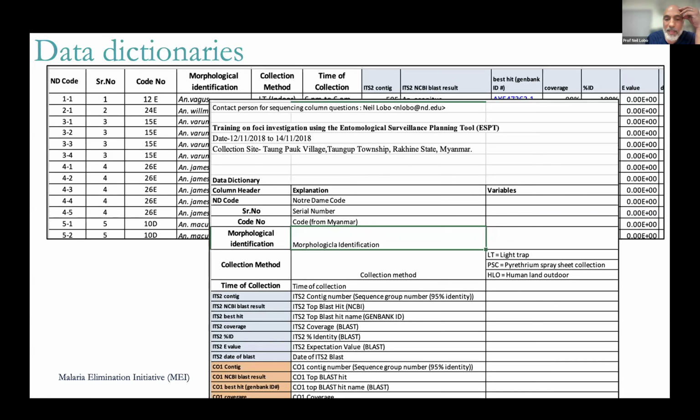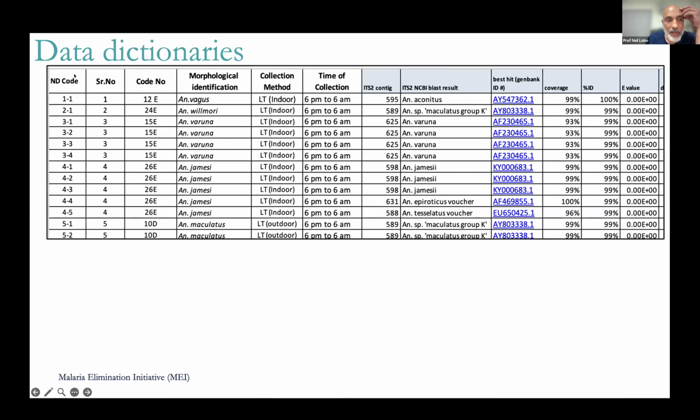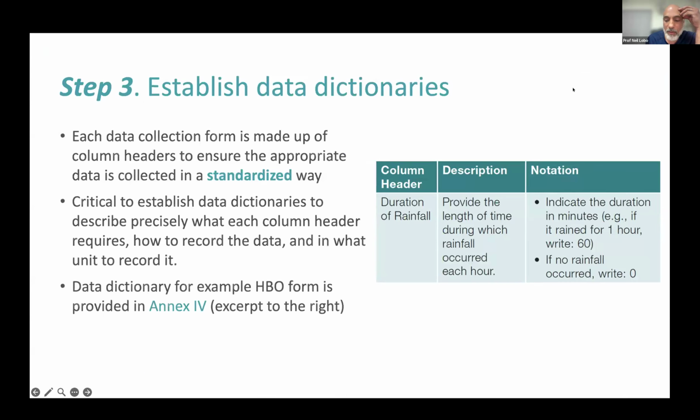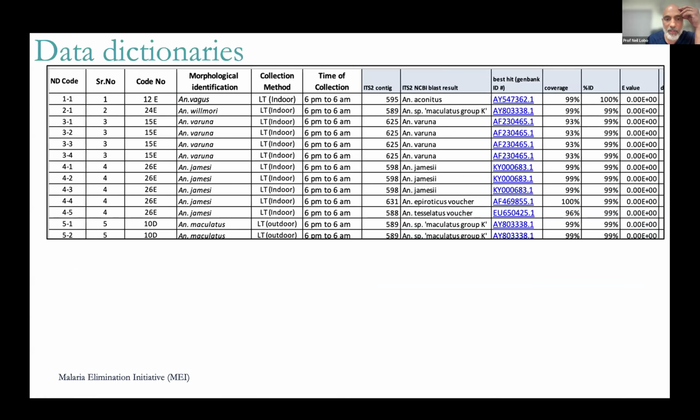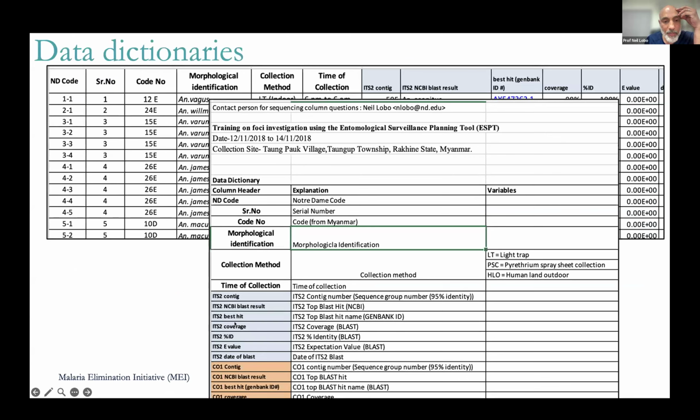So what we do is we basically take these column headers, right? The top row, and we flip it. Sorry, we take the column headers and we flip it. So you can see the column headers are down here. And we write everything to do with this collection on there. For example, over here, I wrote on this extra Excel sheet that is attached to the data that the contact person is Neil Lobo. Who is responsible for this? It is me. The person responsible has to put their name on that data sheet. And this is the study, this is the date of data collection, the collection site. This is from Myanmar.